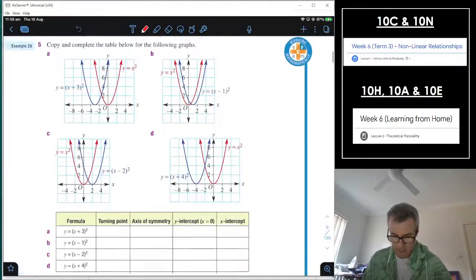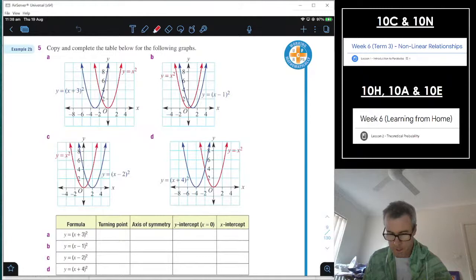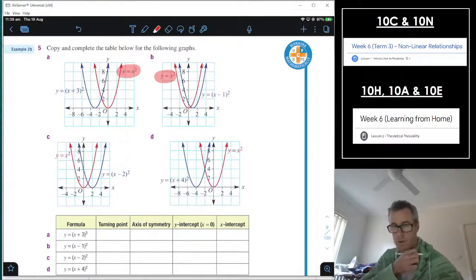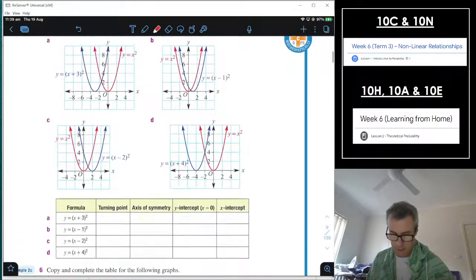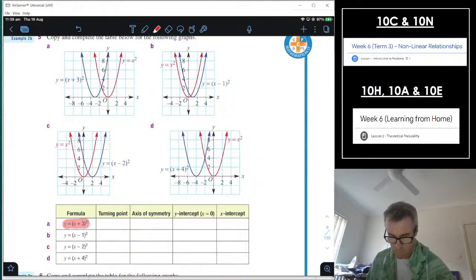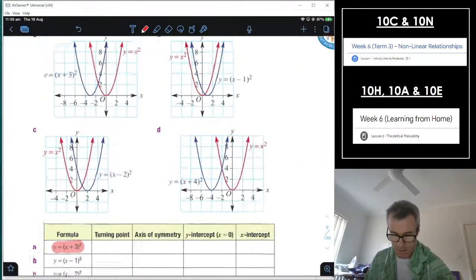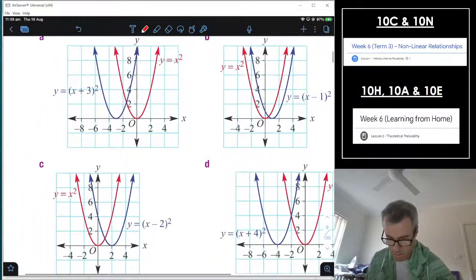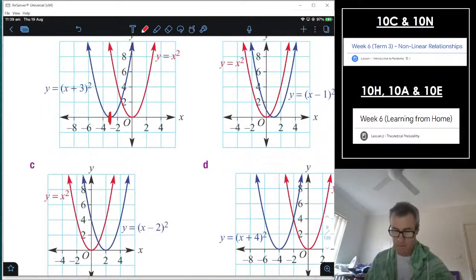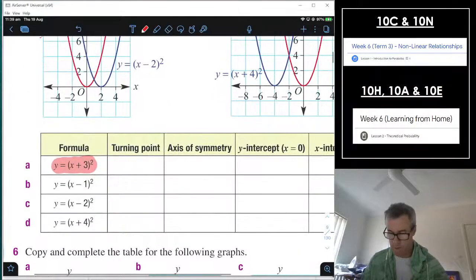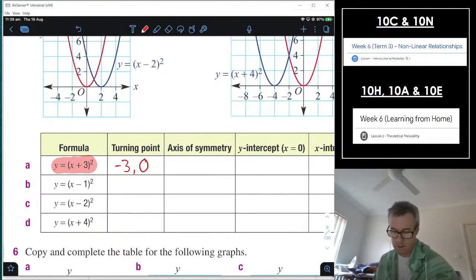So again, you can see in each of these questions down here that their baseline has been y equals x squared, and so they're just comparing other formulas to y equals x squared. So here, the turning point for this formula, and the turning point for that formula there, I'll keep it in red. Let's have a look at A. The turning point for A is at this point here. That is -3, 0. It's -3 across the x-axis and 0 up the y-axis.